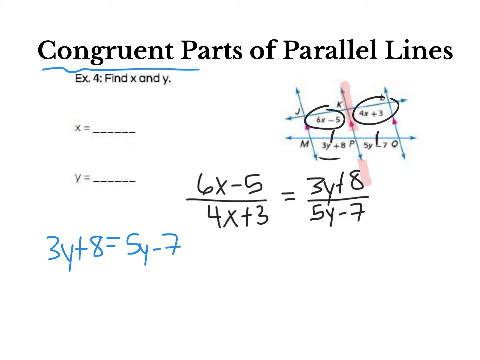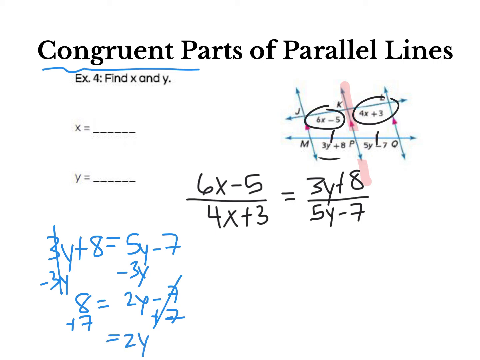So as I solve for y, I subtract 3y on both sides. 8 equals 2y minus 7. You move the 7 over. 2y equals 15. Divide both sides by 2. y equals 7.5.